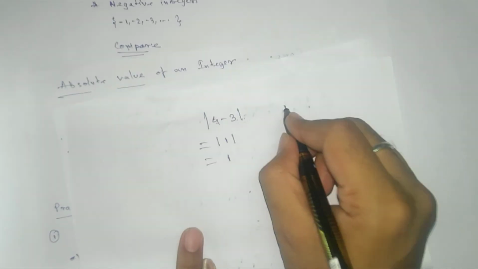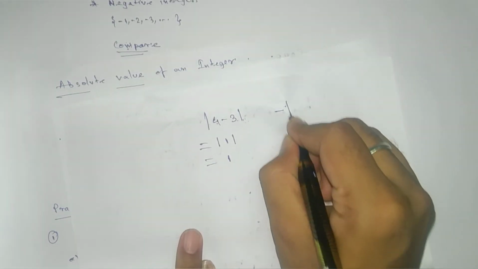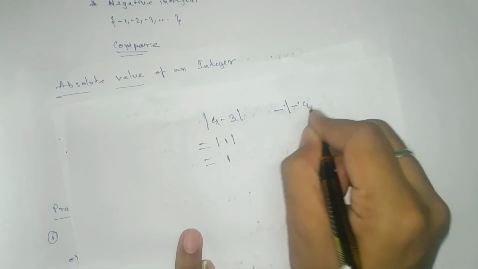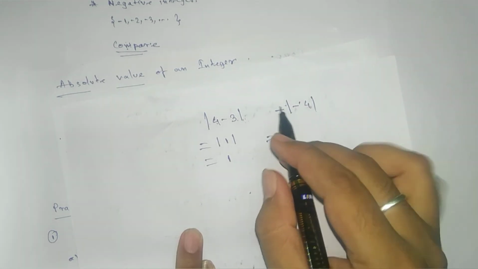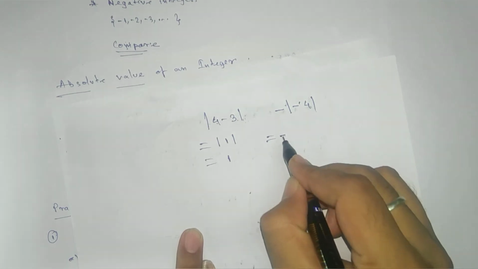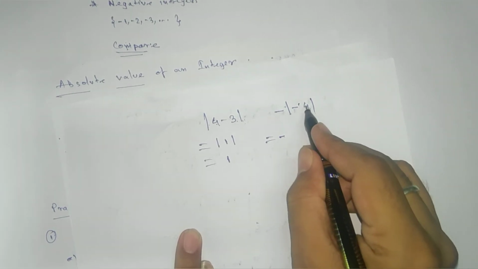Now if it gives you something like this, minus, and there will be -4. So how are you going to solve? So here you are getting minus, keep your minus, and minus will give you positive.